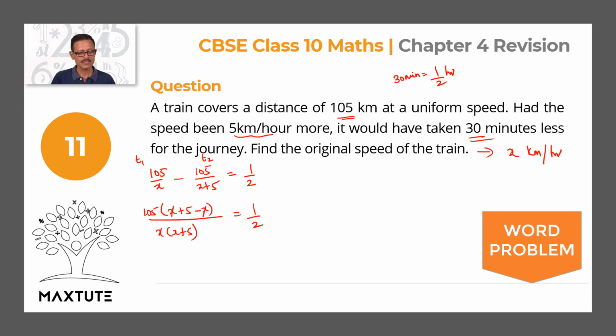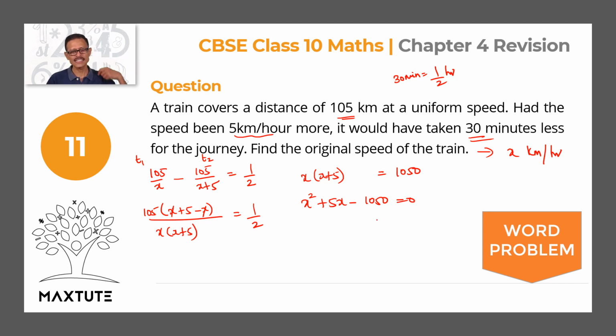Let's cross multiply. This is 105 into 5 into 2, which is nothing but 105 into 10, which is equal to 1050. Let's keep it on the right hand side. This goes to the left hand side. We'll keep it as x times x plus 5. Expand and take everything to one side. We'll have x square plus 5x minus 1050 equals 0.